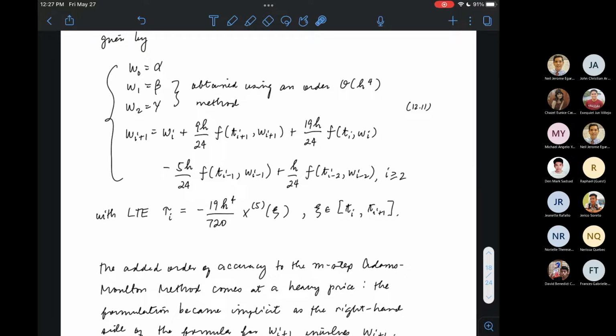Kaya medyo matrabaho yung paggamit ng Adams Moulton. Okay? Lalo na kung implicit siya talaga, hindi mo siya kayang i-reduce to an explicit scheme.